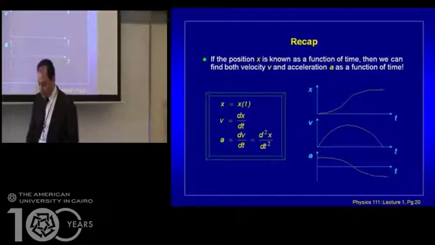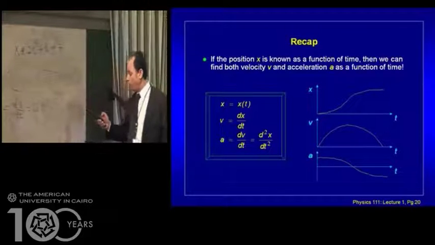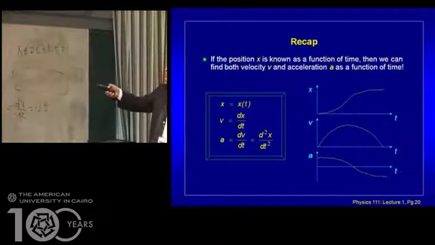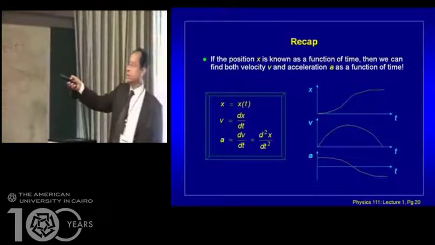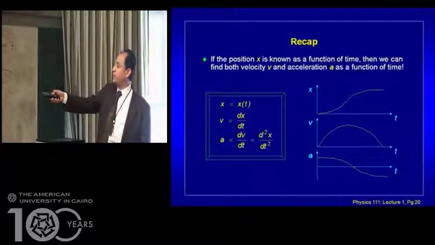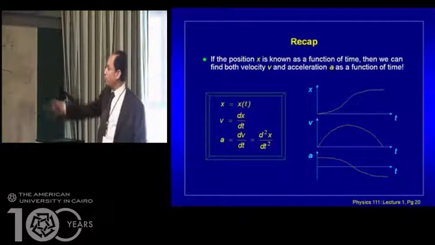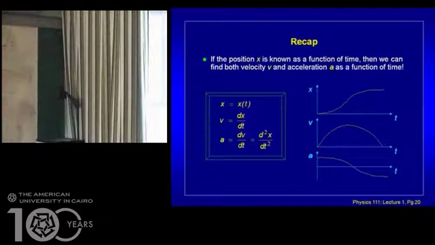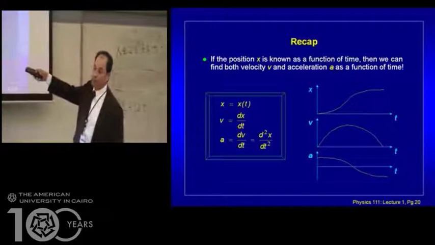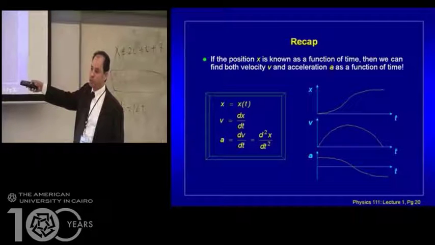So in short, what we have learned so far is the following. If we know the x position as a function of time, then we can find the velocity by finding the derivative of the position with respect to t, and we can find the acceleration by finding the derivative of the position twice with respect to t, or the derivative of the velocity with respect to t. And those three graphs represent position, the change in the position with respect to time, which is velocity, and the change in the velocity with respect to time, which is acceleration.